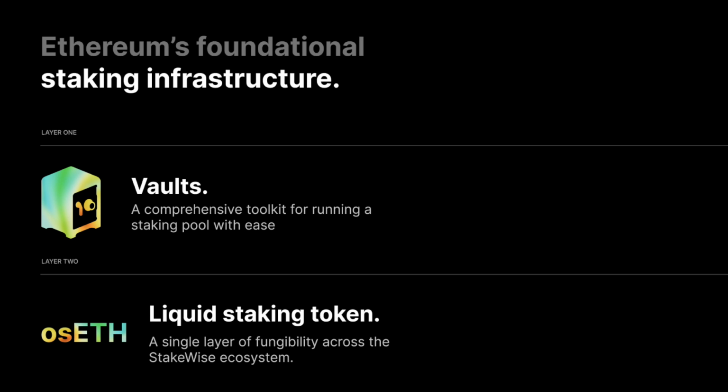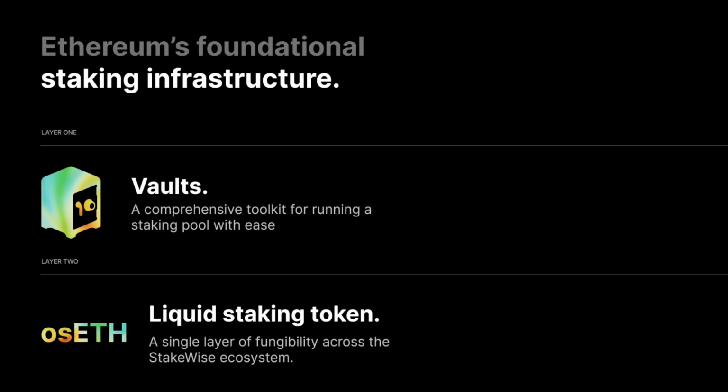As it's saying here, there's fungibility. That's just a single layer of fungibility across the StakeWise ecosystem. In human terms, this means that everyone mints the same liquid token, and the token therefore benefits from, let's say, the network effect of different people across different nodes minting the same ERC20 to access DeFi.